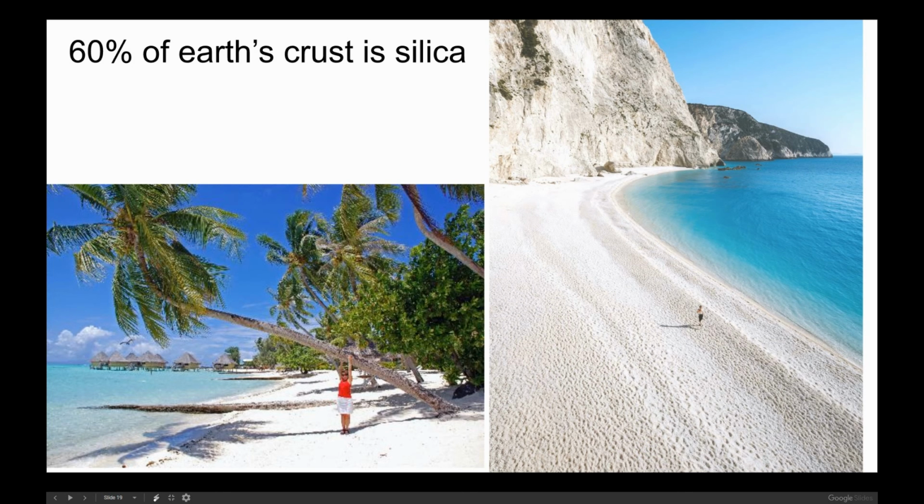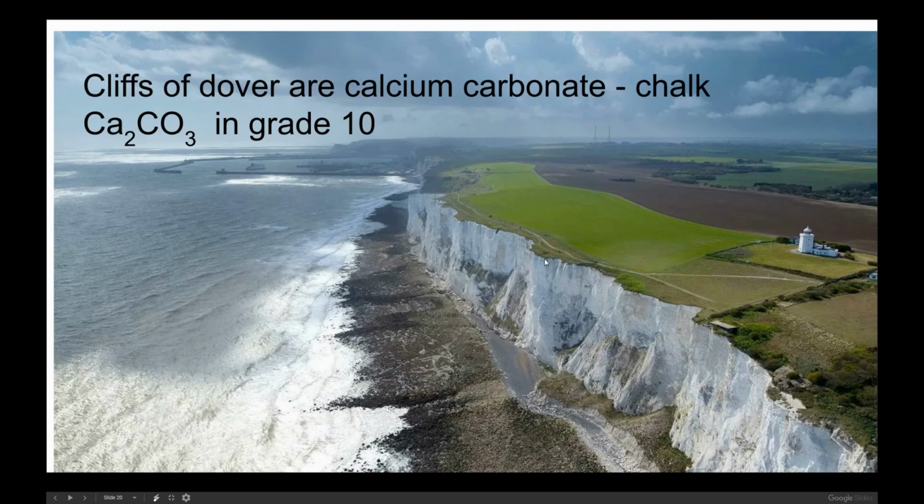Here's another one. 60% of the planet is silicon dioxide. Sand. We're on the sand planet. And again, I guarantee you this picture here, that's quartz. This one could be chalk if I already didn't know it's quartz. So this is silicon dioxide.